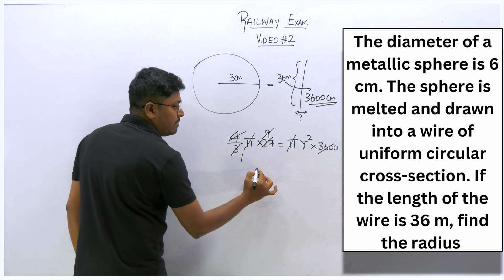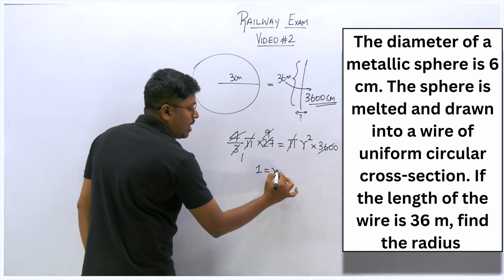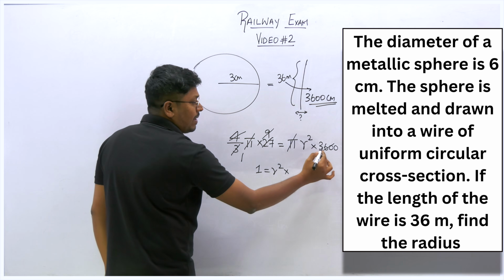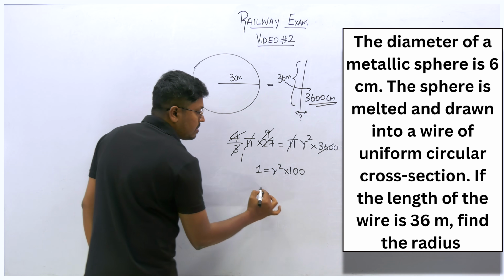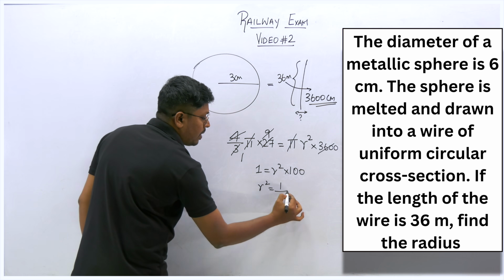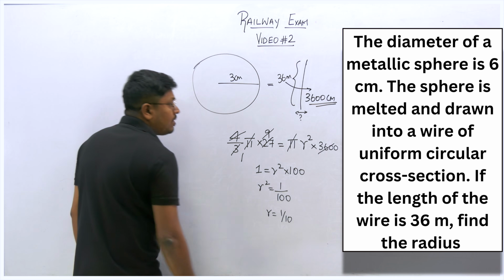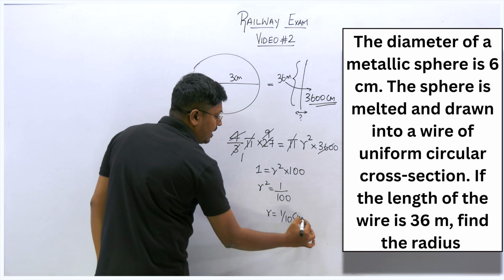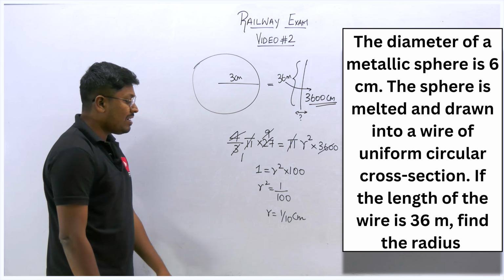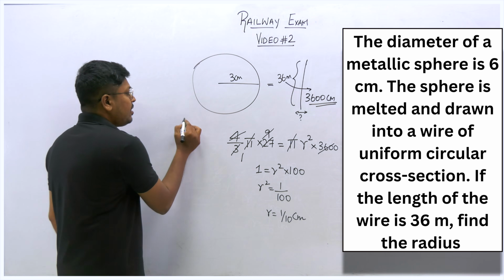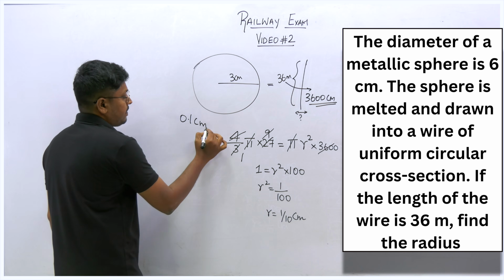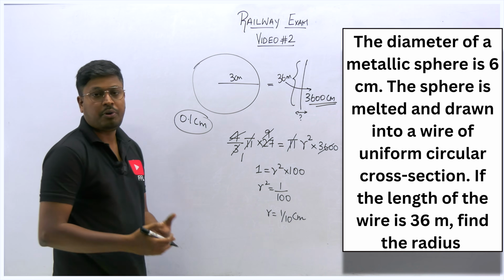So the resultant will be 1 is equal to r square into, when you cancel this, this becomes 100, right? So r square is equal to 1 by 100. So r will be 1 by 10. And we know that all the values are in centimeter. So we can say that the radius will be 1 by 10 centimeter or 0.1 centimeter. Both are the same, right? We can write 1 by 10 as 0.1.